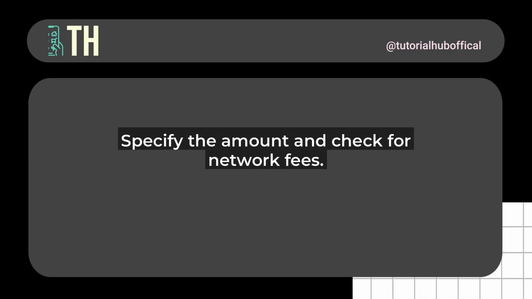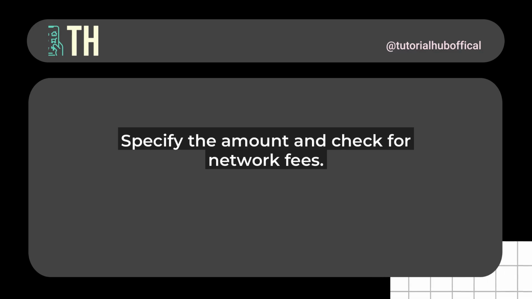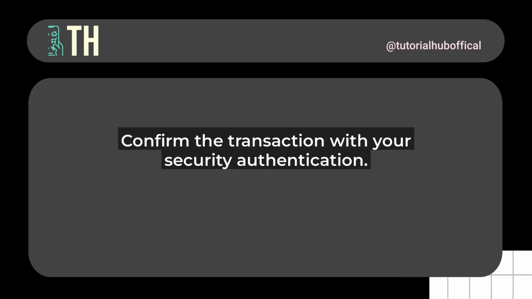Now, you'll need to specify the amount of Ethereum you want to withdraw. Enter the exact figure, but remember to leave a little buffer for network fees, which can vary based on current blockchain congestion. Coinbase usually shows you the estimated fees up front, so keep an eye on that. Once everything looks good, hit Confirm and authenticate the transaction with your two-factor authentication or any security measures you've set up. After confirmation, sit tight.